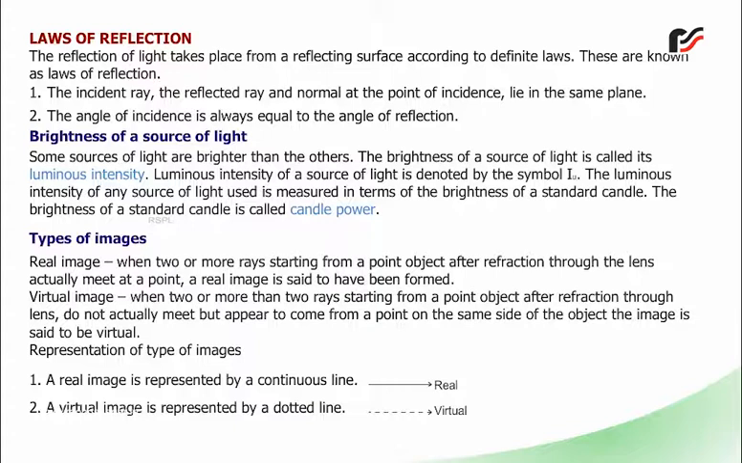Representation of type of images. 1. A real image is represented by a continuous line. Real. 2. A virtual image is represented by a dotted line. Virtual.